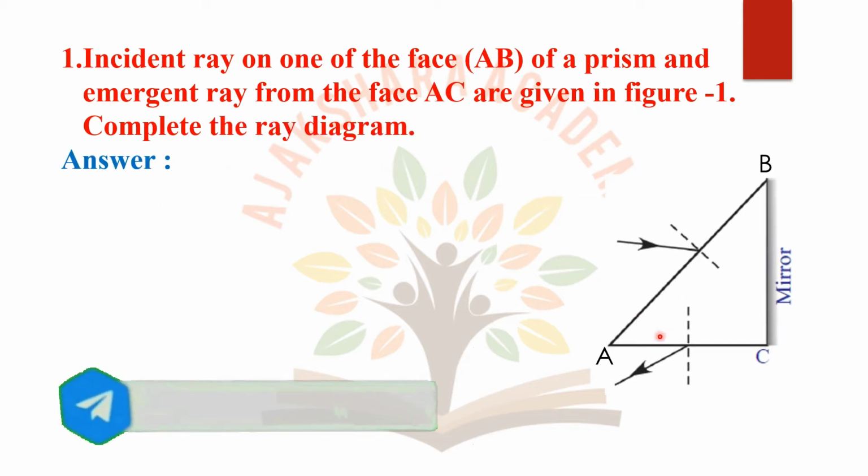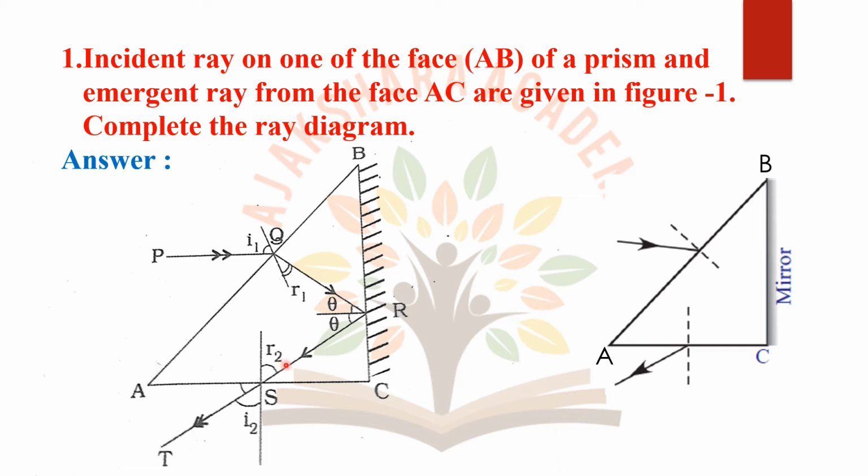Let's see this figure. BC is a mirror and this is one of the faces AB of a prism. Emergent ray from this face AC is the emergent ray. Now we have to complete this ray diagram. This is the complete ray diagram.